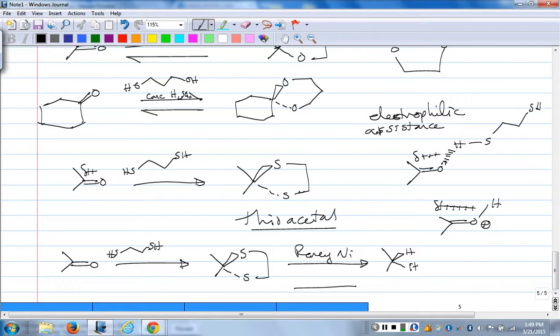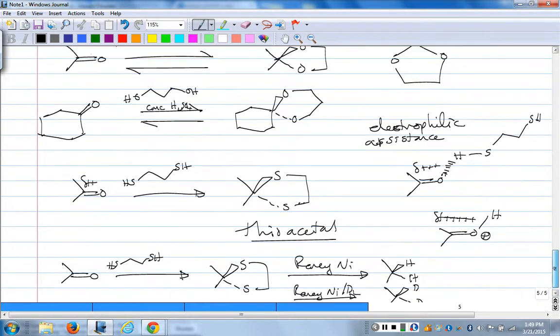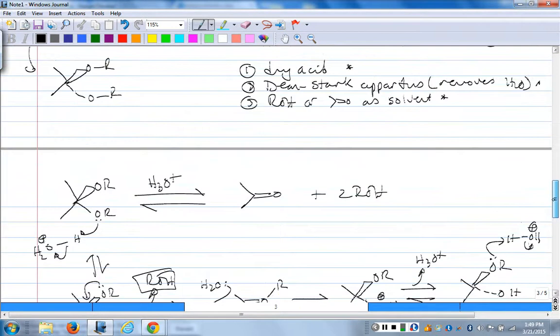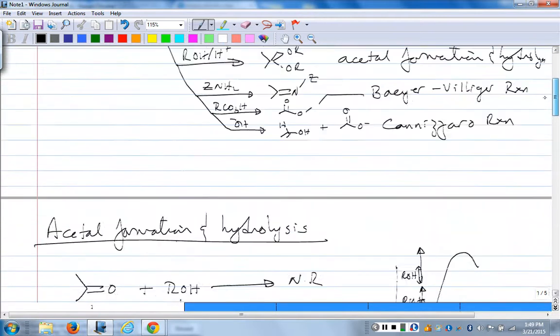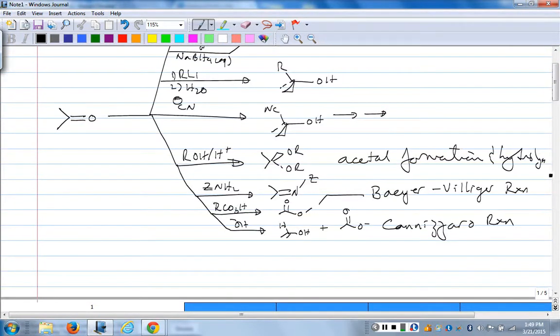The reaction is very useful because, for example, if I use Raney nickel that was impregnated with D2, I can make the corresponding gem-dideuterio compound. So this is a very useful way of carrying out reductions of carbonyls. We will actually see a couple more of those in a little while. Okay, so this is the acetal formation and hydrolysis. That's one of the reactions of carbonyls.